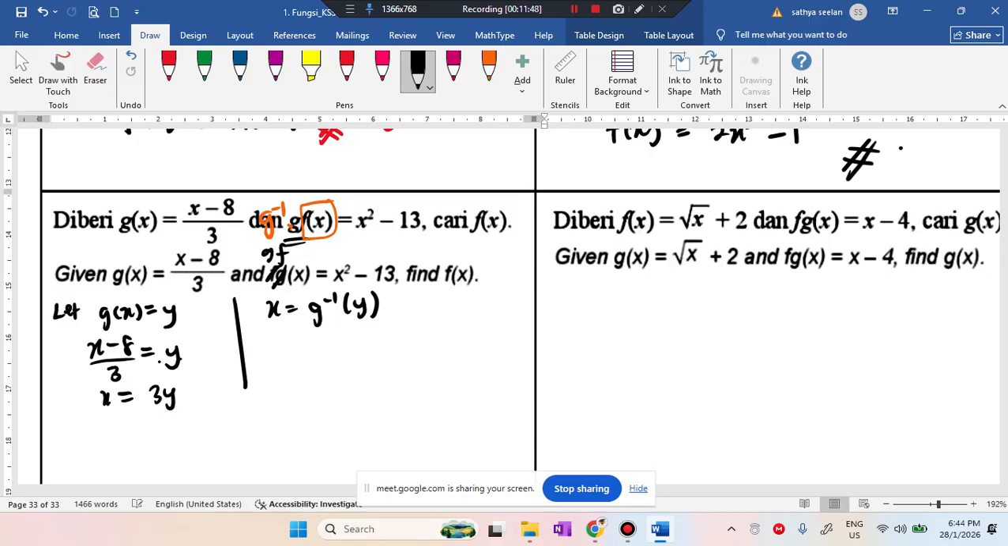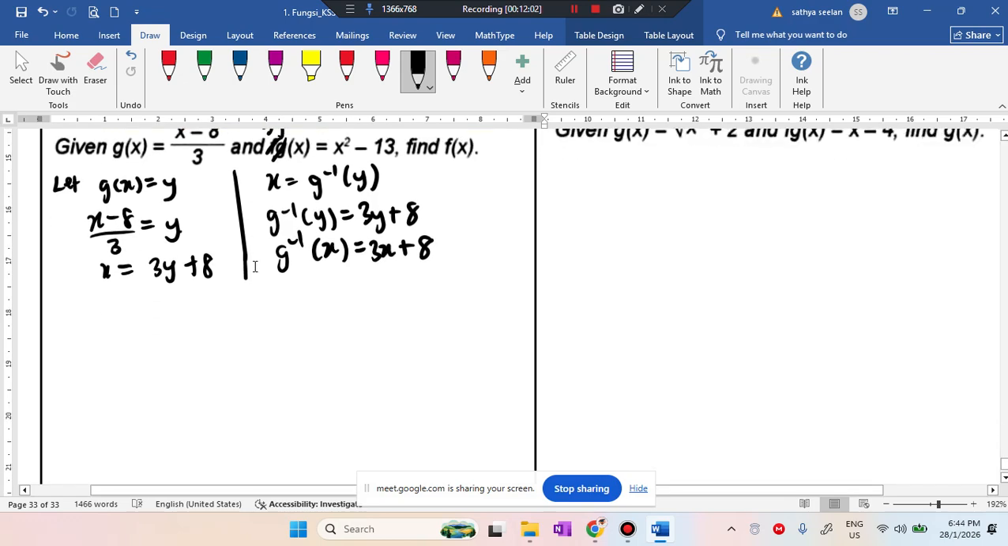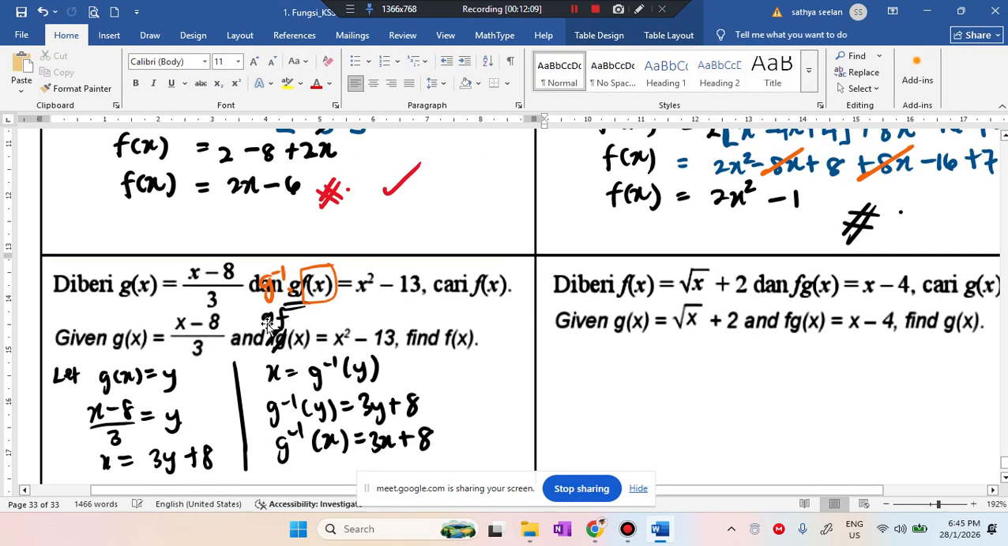Okay? Right. Anyway, so you dah tahu kan dekat mana you nak letak G inverse. So kita kena start dengan outside function first. G inverse first. So G inverse X is equals to 3X plus 8. Okay, dalam G inverse kita nak letak GFX. Faham? Maksudnya 3GFX plus 8. Itu maksud dia.